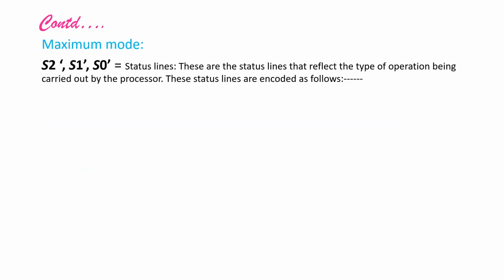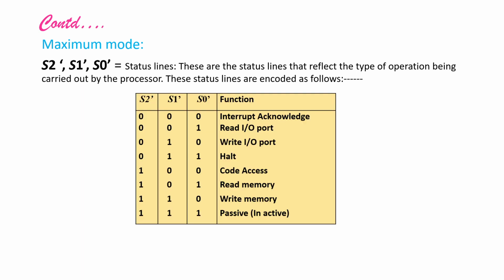First we'll go for the S2 bar, S1 bar, S0 bar. This is for the status line. There are 3 lines, so 8 combinations are there. When it is 000, the function is interrupt acknowledge. 001 read from IO port. 010 write into IO port. 011 for the halt operation. 100 for the code access. 101 for the read memory. 110 for write memory, and 111 for the passive operation.